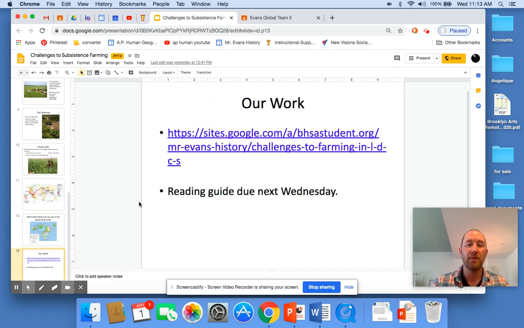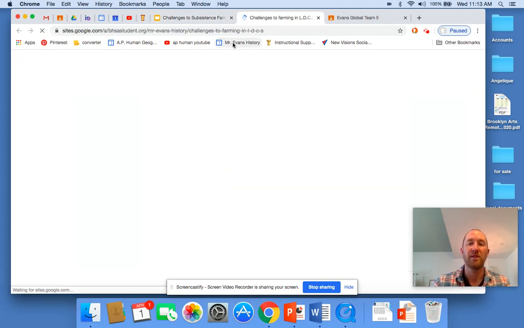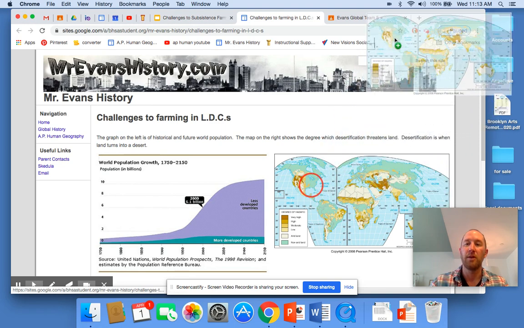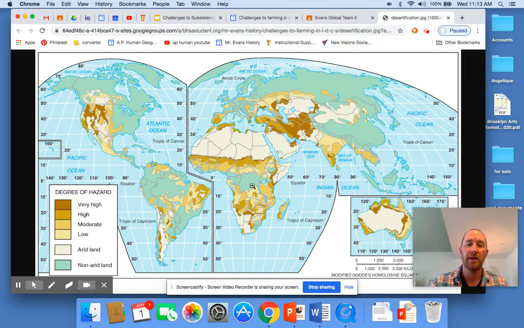Our work today is on Mr. Evans' history. You know what? Let me go there right now because I just want to show you this map of desertification. And this is the map of desertification on the right. It looks kind of small. Let me see if I drag it to my toolbar. My hope is that, there you go. That's how you can get a big version of your map. Drag it to your toolbar.